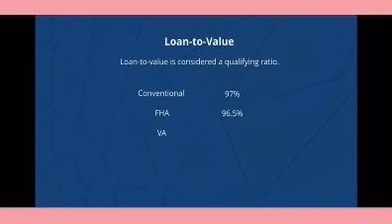VA, 100%, no down payment is required. And USDA, 100% with no down payment required.